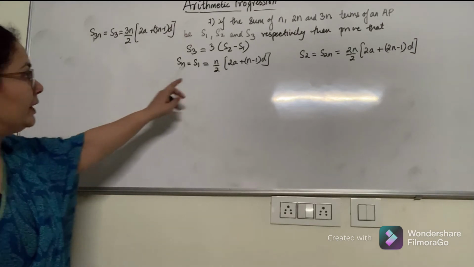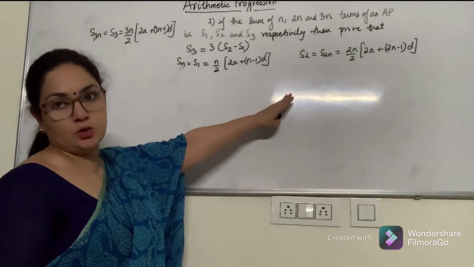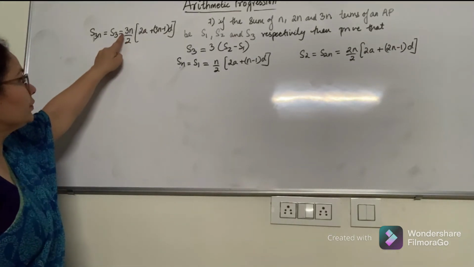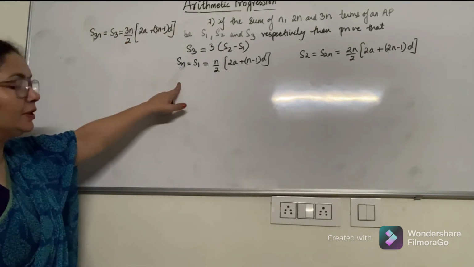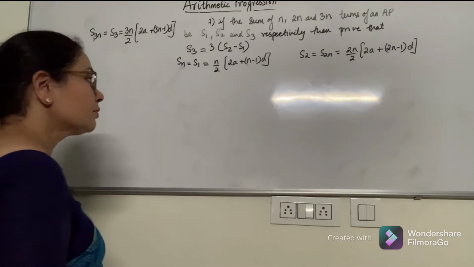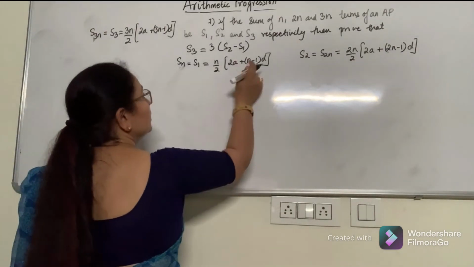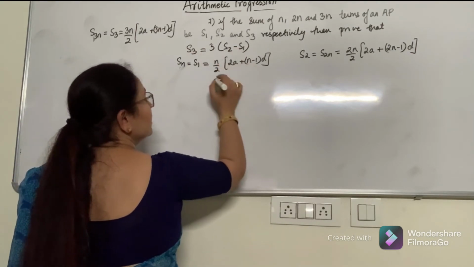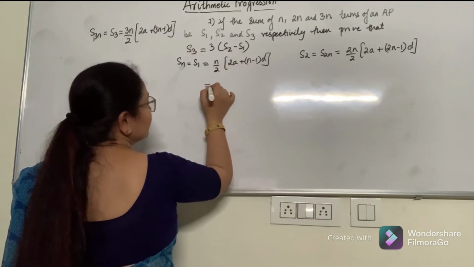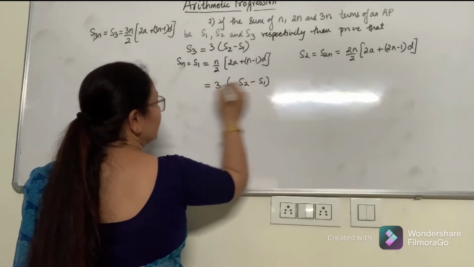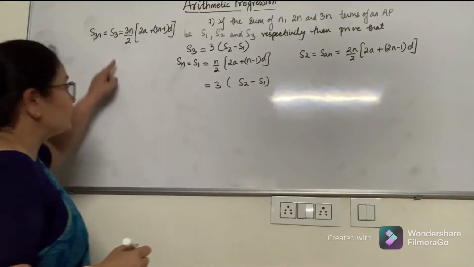So when we subtract S2 minus S1, we'll get this answer, that is 3n by 2, and when multiplied by 3, we'll get this answer. From this side we'll start the RHS. So RHS will start with 3 times S2 minus S1. We are evaluating this. This should be equal to what? S3. And S3 is this.